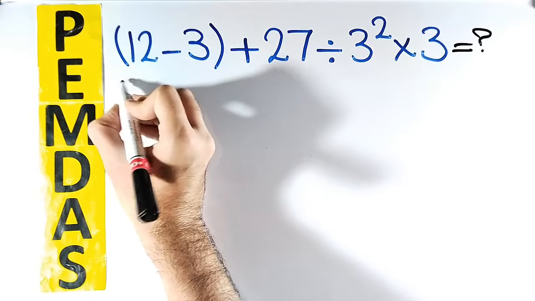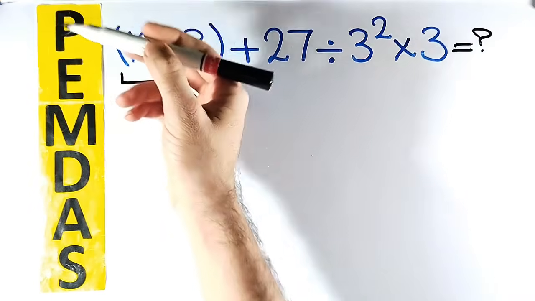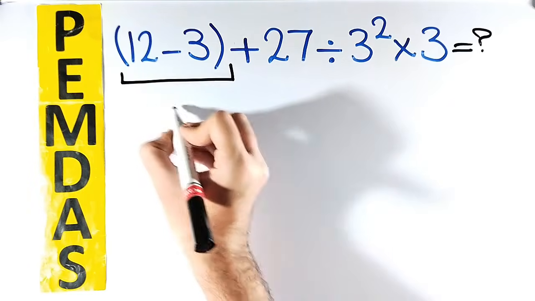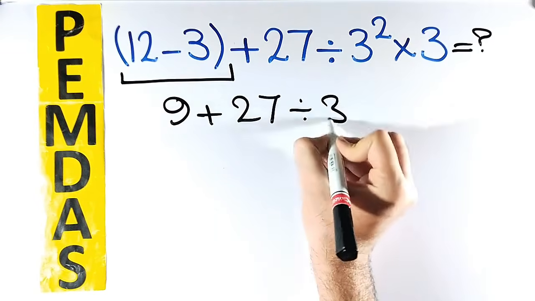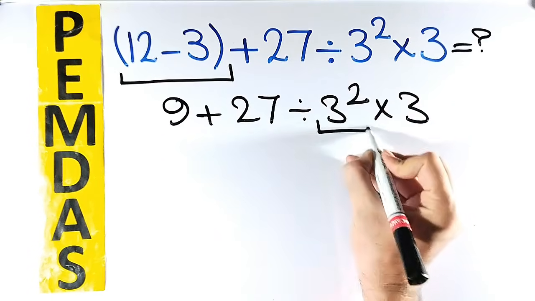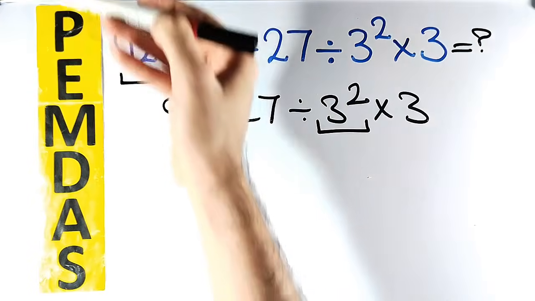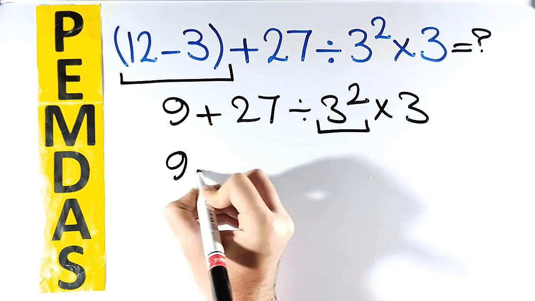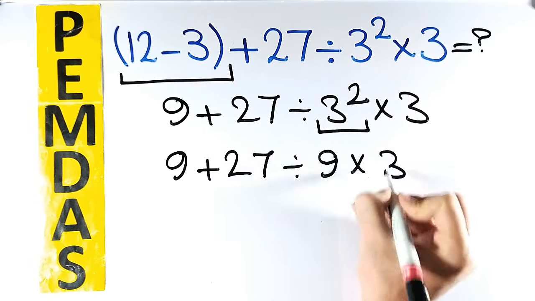According to the PEMDAS rule, first we go for the expression inside the parentheses, because P or parentheses have the highest priority than the other operations. So, instead of this expression, we can write 9 plus 27 divided by 3 squared multiplied by 3. In the next step, we go for the exponent, because in the PEMDAS rule, after parentheses, exponent has a higher priority than the other operation. So, we rewrite this expression as 9 plus 27 divided by 9 multiplied by 3.